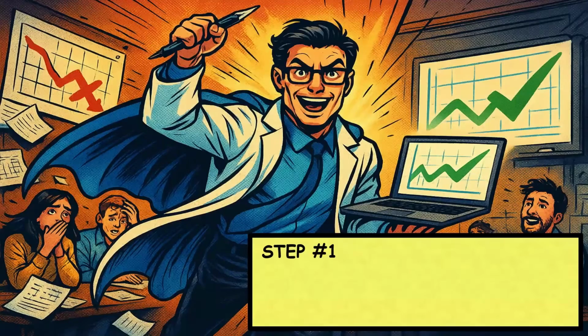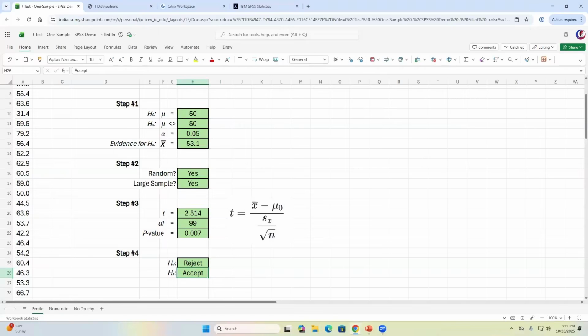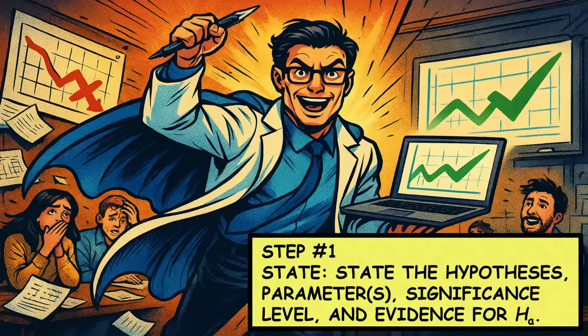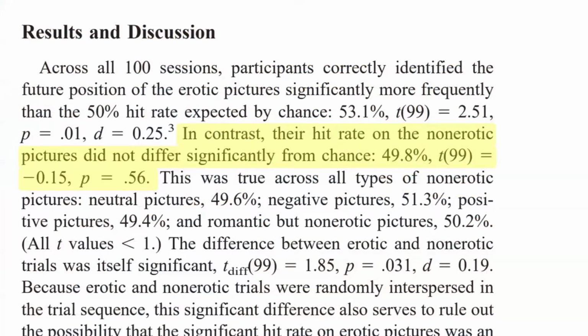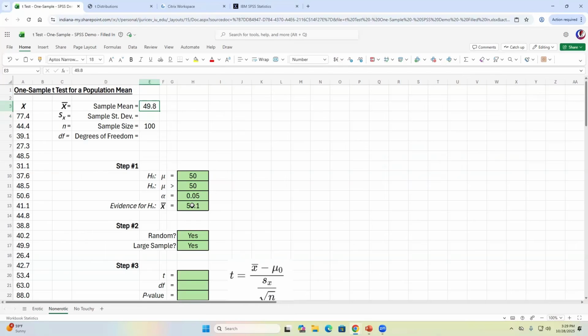All right, so step number 1 for the non-erotic pictures. We got to state the null hypotheses, the parameters, the significance levels, and the evidence we have for the null hypothesis. So now we're going to click on the non-erotic one down here. And we basically have the exact same setup here, except the performance was 49.8, I believe it was. Yep, 49.8. All right, so the performance now is 49.8.